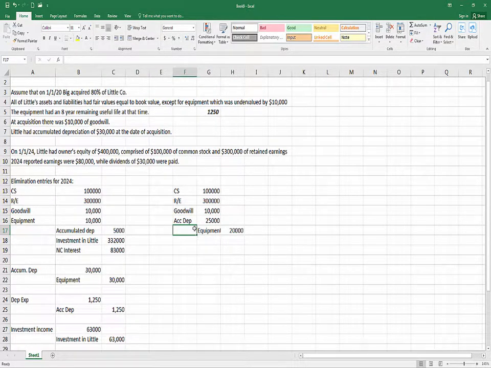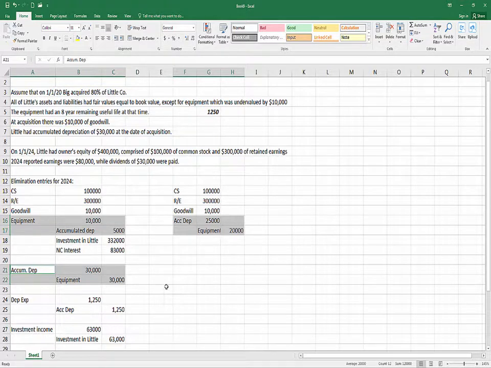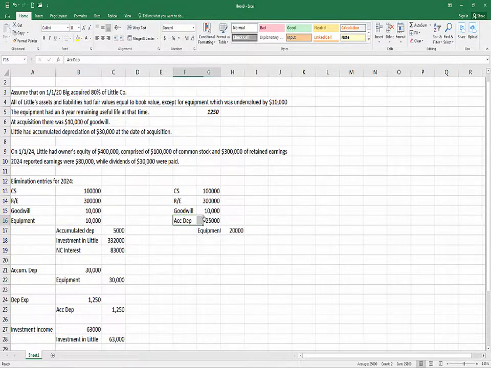Now, I hesitate to say clearly, but clearly this entry is the same as these entries netted together. And we see here a net debit to accumulated depreciation for $25,000, and what have we got? We got a $5,000 credit, $30,000 debit. That's a net debit of $25,000. For the equipment account, we had a $10,000 debit and a $30,000 credit, that's a net credit of $20,000. So again, we're getting to the same place. It's just a question of how you like to sort of structure your work.